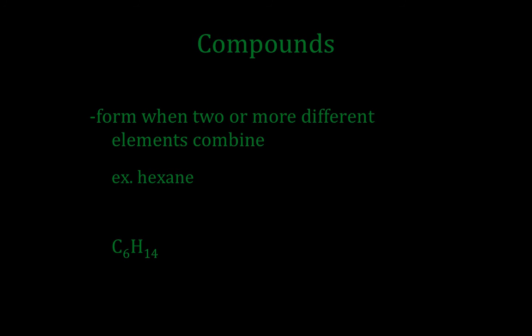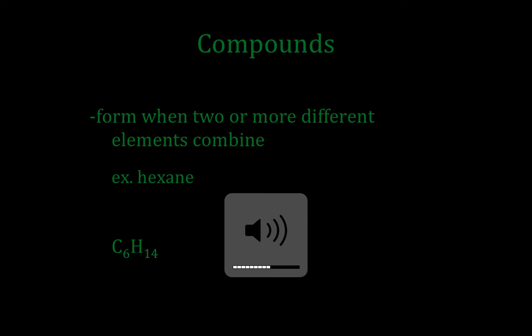So compounds are forming when we get 2 or more different elements coming together and chemically combining. Hexane is C6H14. So a lot of carbons, and we'll see when we do organic, carbon likes to form the backbone of many organic compounds, and hydrogens fill in on the outside and look something like this.